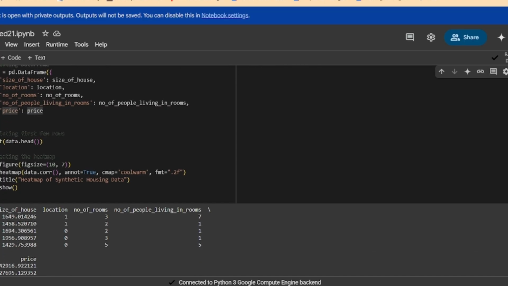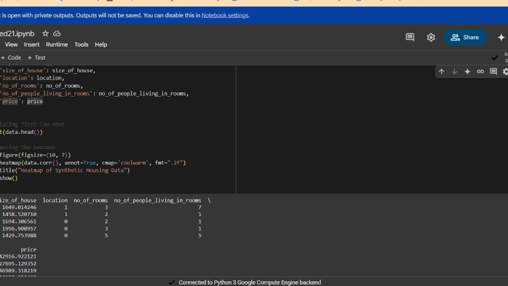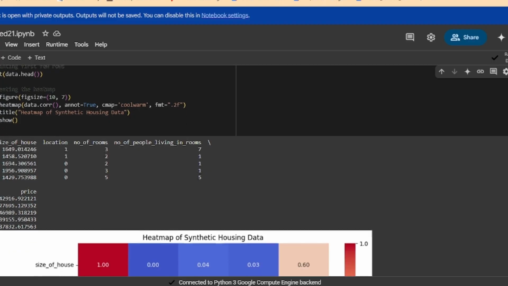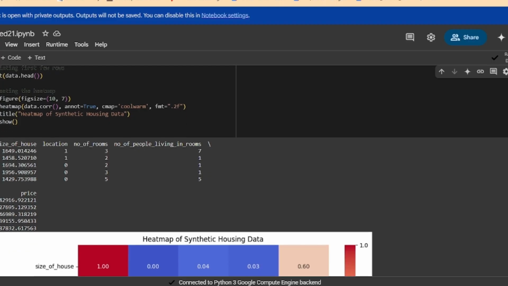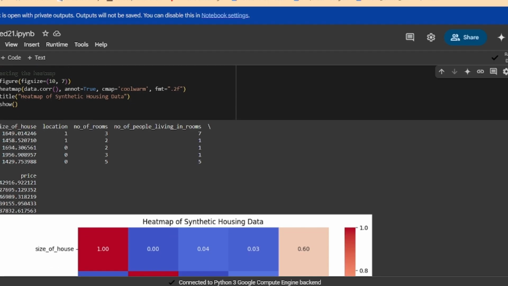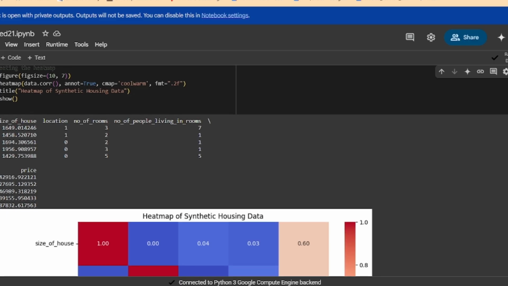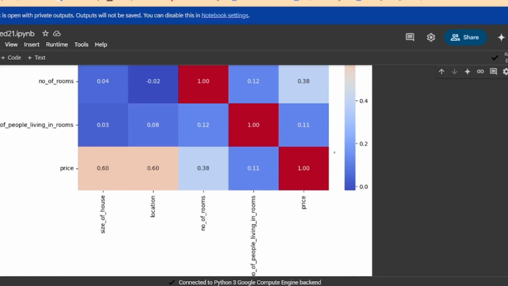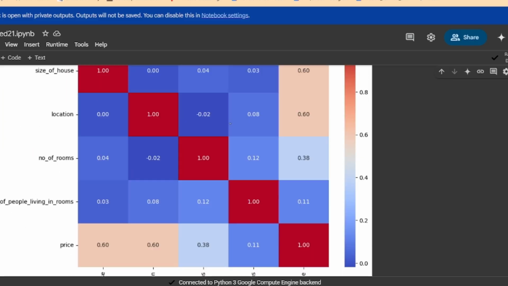Then I have created a data frame using pd.DataFrame, and given all the columns, and then I print data.head, which shows the size of the house, location, number of rooms and number of people living in the rooms. If you don't know about data.head, it gives the first 5 rows of the data set, right? Then I create a figure of fixed size 10 by 7, so this is the overall size.